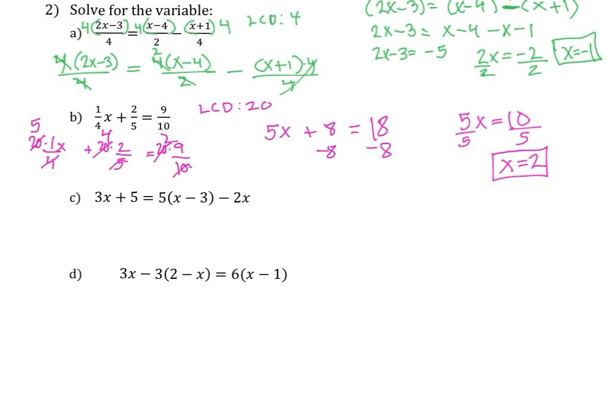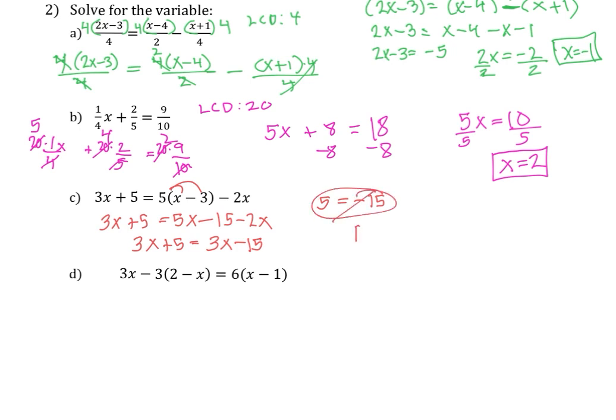Okay, let's look at C. So we have here 3x plus 5 equals. We must distribute that 5 through, so that's 5x minus 15 minus 2x. So 3x plus 5 equals 3x minus 15. Subtract the 3x over, and our variables disappear, and we're left with this equation, 5 equals negative 15, which is not a true equation. So because it's not a true equation, that means that we have no solution.